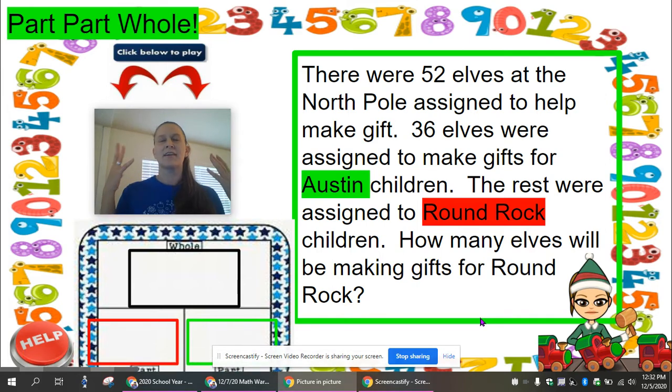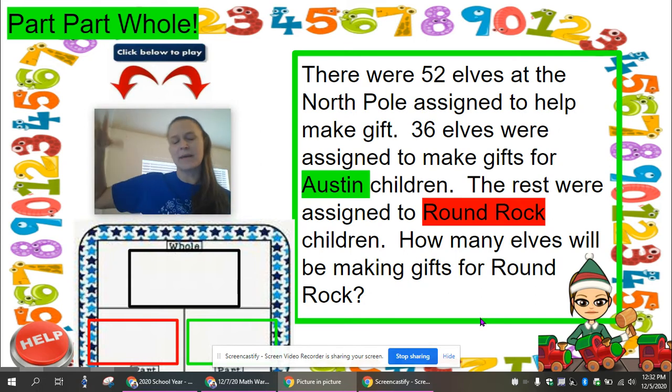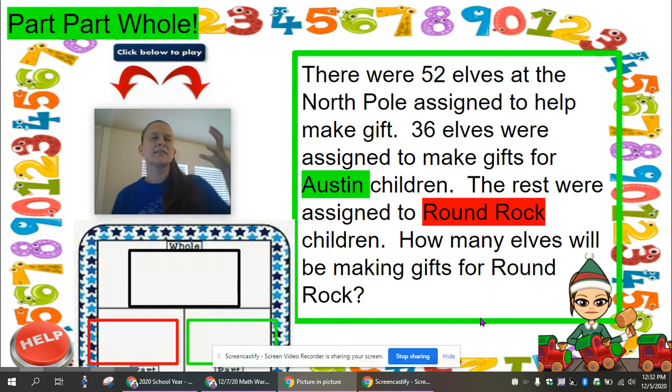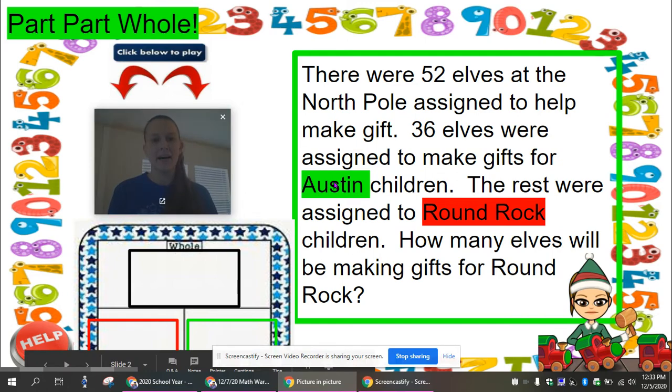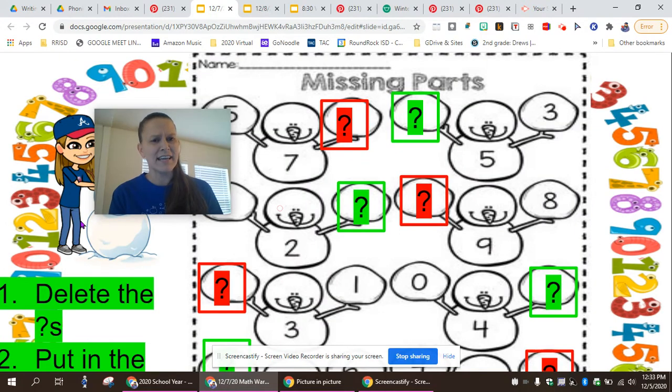I was thinking, okay, they're at the North Pole, they're making their toys, and I saw a group of elves on one side of the workshop working to make gifts for Austin. Austin is a city that's a little bit further down the road from us. So they're making those gifts for those kids. And then I saw another group of elves, maybe on the other side of the workshop, making gifts for Round Rock, where some of us live. So there were two groups of elves, and that's why I highlighted those things right there. I highlighted Austin and I highlighted Round Rock, okay? Because I think that's going to help us in just a moment.